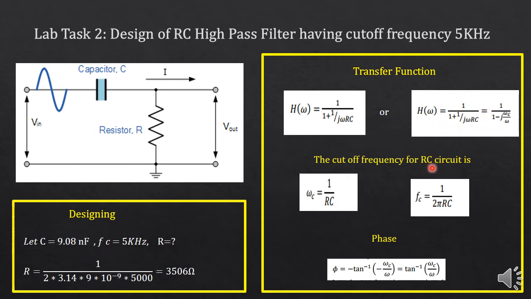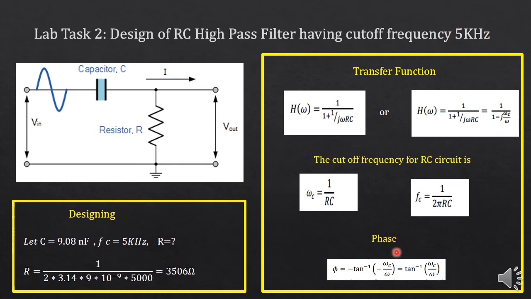The cutoff frequency of an RC circuit is again fc equal to 1 over 2 pi RC. Here the value of pi will be 3.14. Again, if you suppose the value of capacitor, you can find the value of R. So use the values here of the capacitor and resistor and you will have your RC high pass filter of your desired cutoff frequency, which in this case is 5 kilohertz.